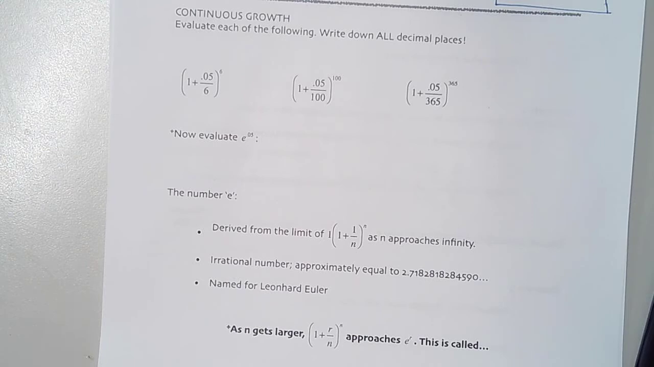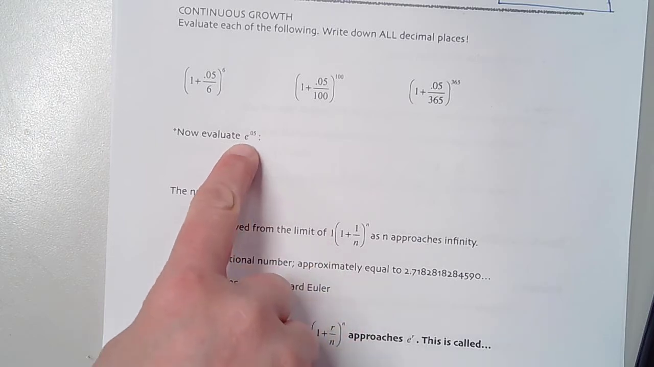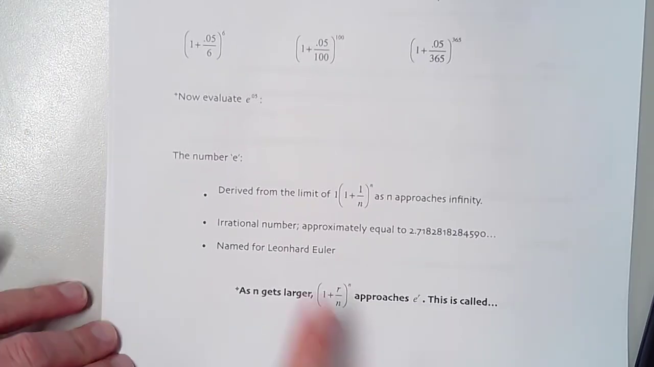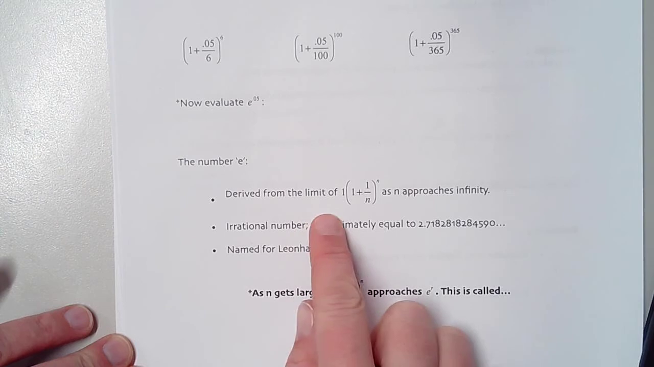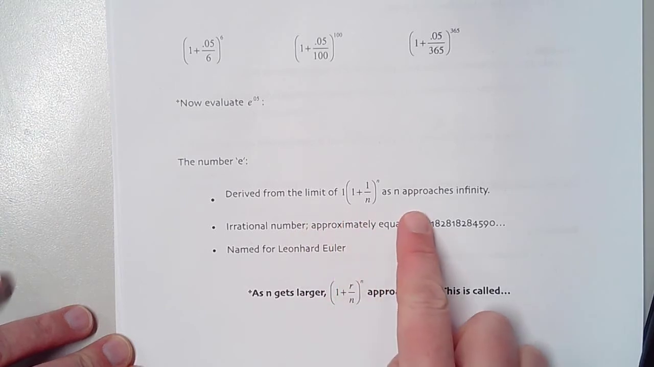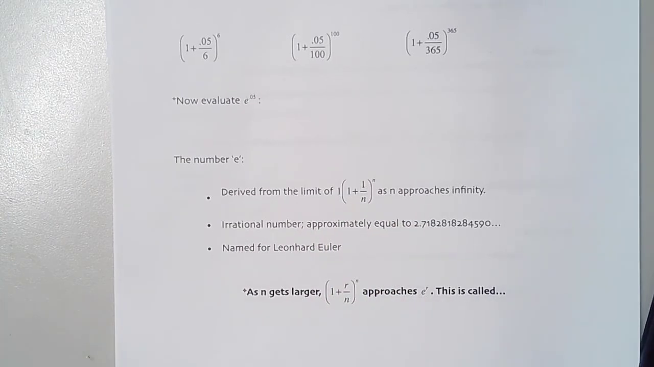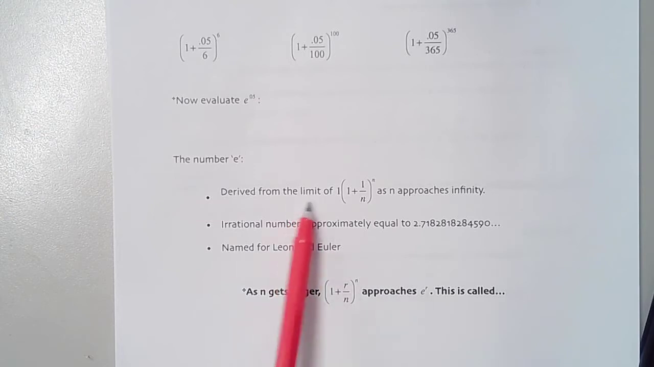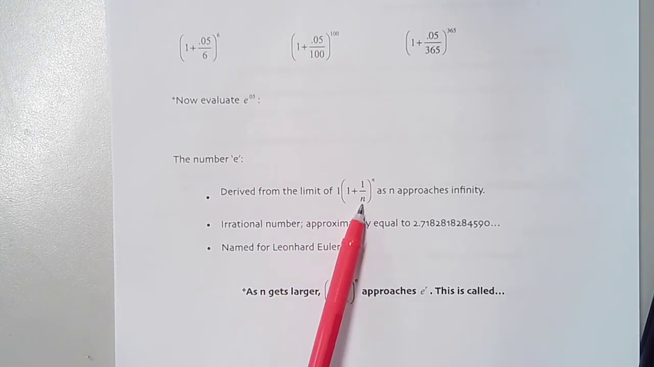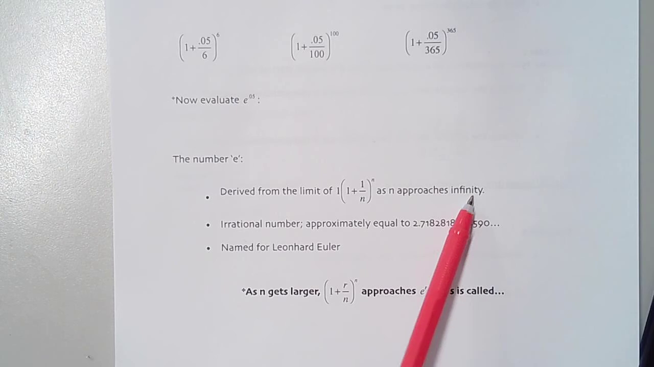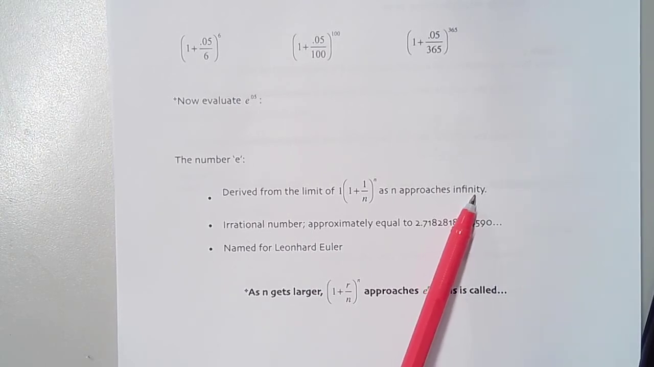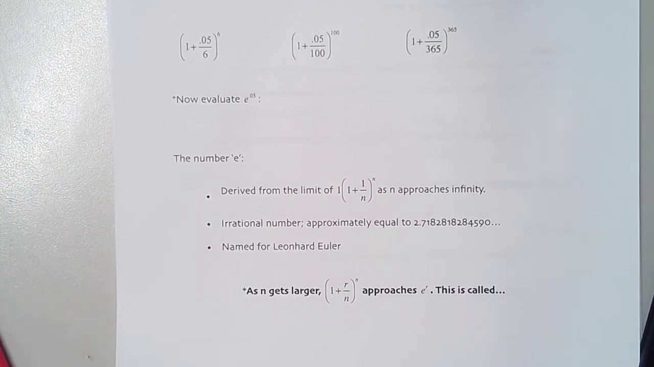So let's back up and talk about what the heck this E thing is now that I made you use it. It's derived from the limit of this expression as n approaches infinity. That's some terminology from calculus. The limit means as we make n bigger and bigger and bigger, as we start to make n closer and closer to infinity, what value are you approaching?